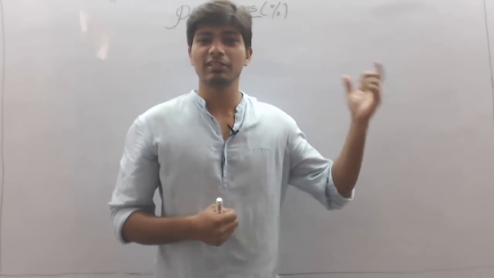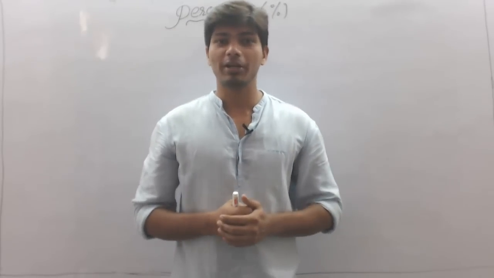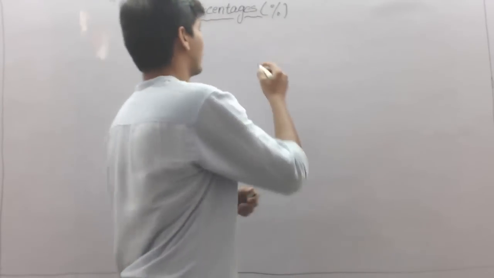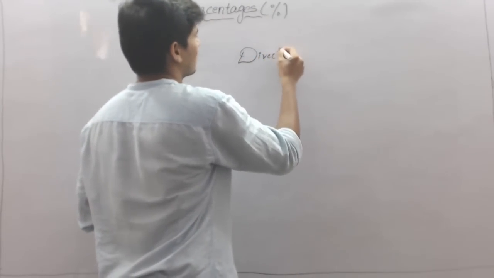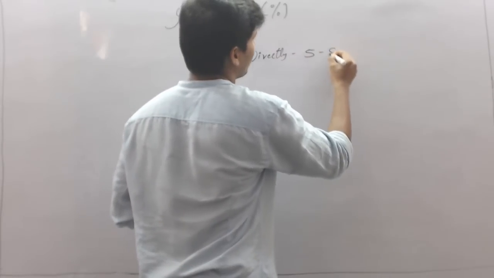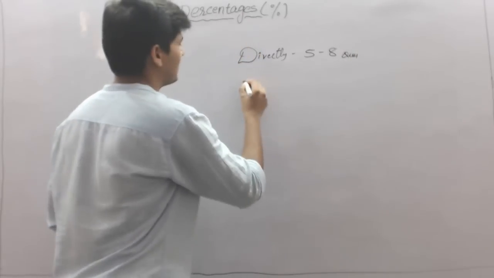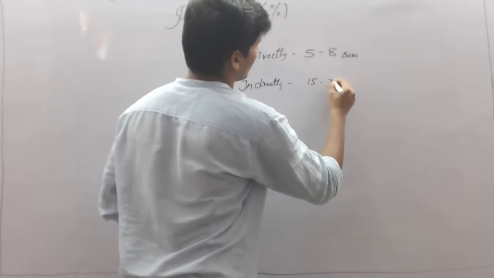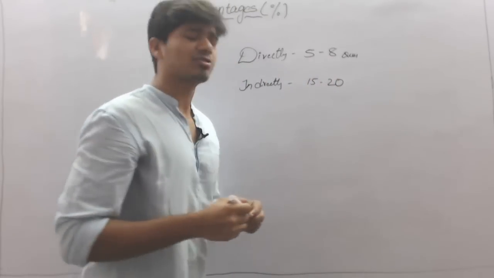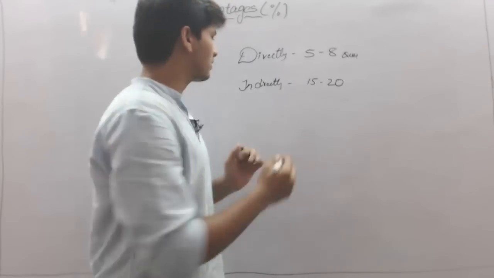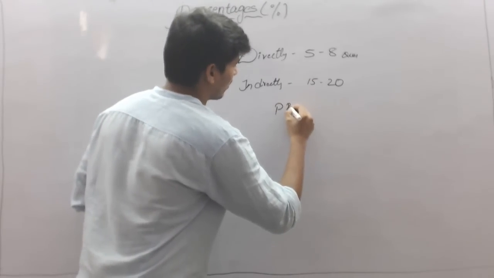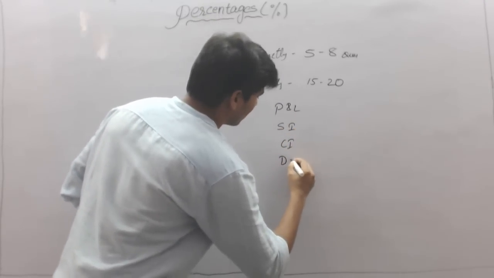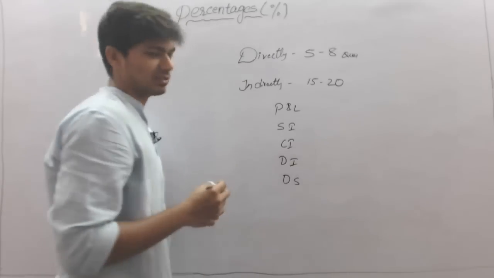So this topic, percentages, is very important in competitive examinations, especially in SSC. Why? Because directly from percentages you are going to get 5 to 8 questions, and indirectly you are going to get 15 to 20 questions. How 15 to 20 questions indirectly? Because you have subtopics like profit and loss, simple interest, compound interest, data interpretation and data sufficiency.